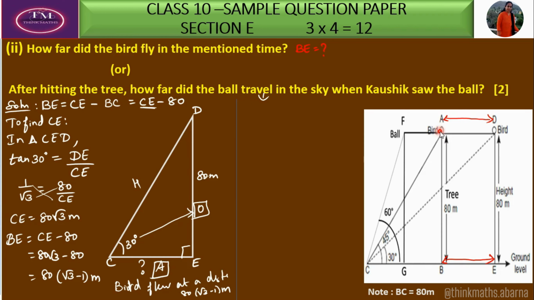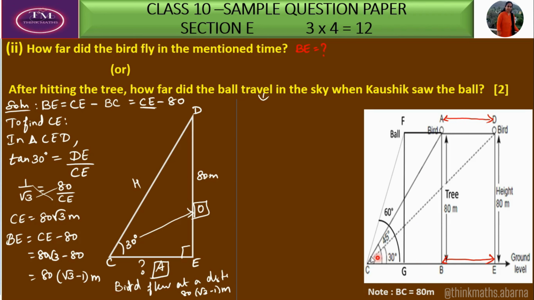It frightened the bird, so the bird flew away. Again after that, the ball flew in the sky for this distance AF. So this is the distance they are asking. After hitting this tree, how far did the ball travel in the sky? When Kaushik saw the ball, it flew back at a distance AF. So this AF will be equal to BG.